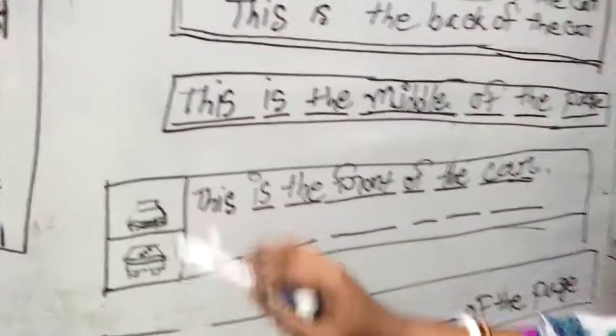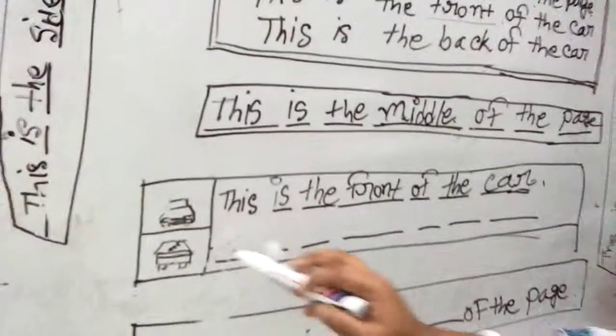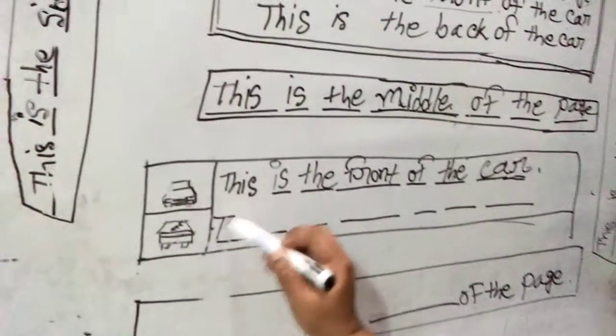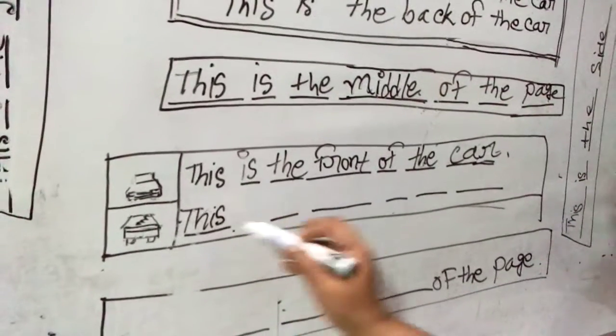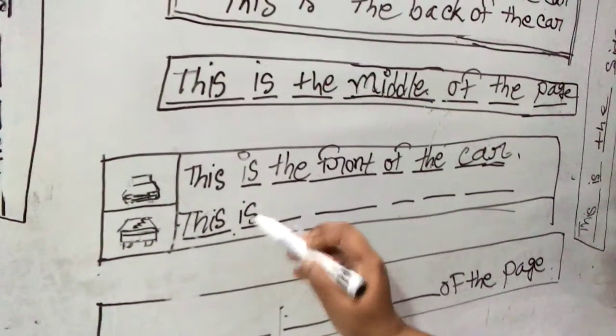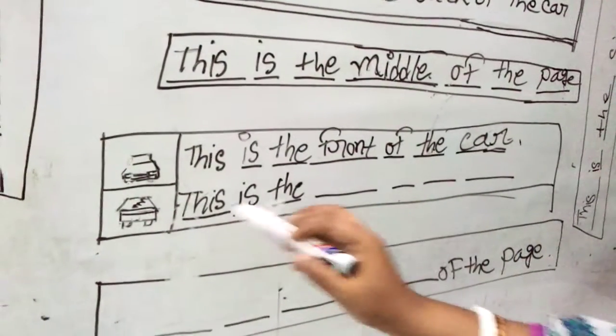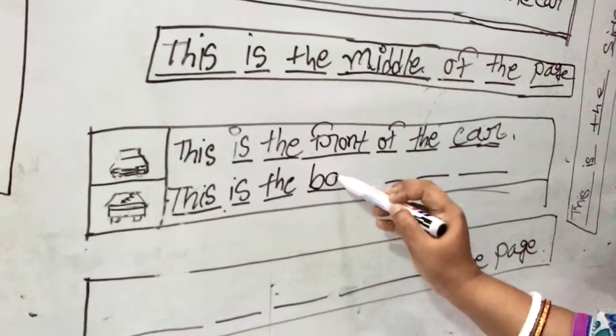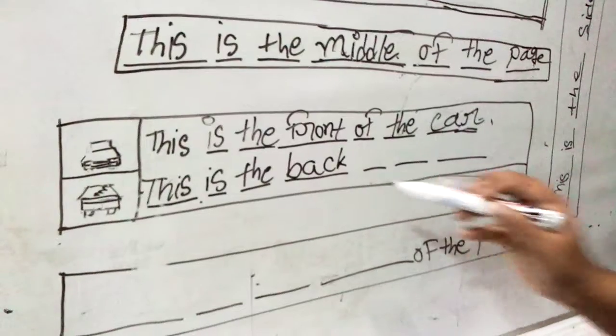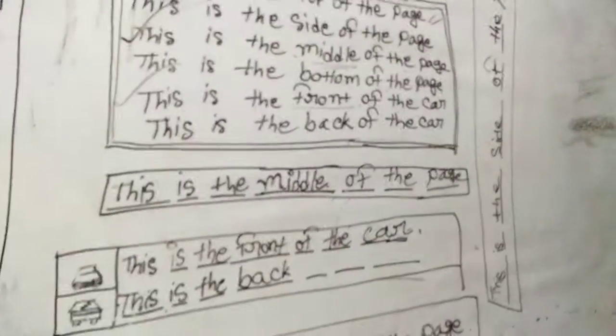So if it is the front, then what is it? It is the back. Okay, so I have to write this. Please note the answers down into your book. This is the back, B-A-C-K. Do you know what is back? Just opposite of front side is the back side. Okay, this is the back.